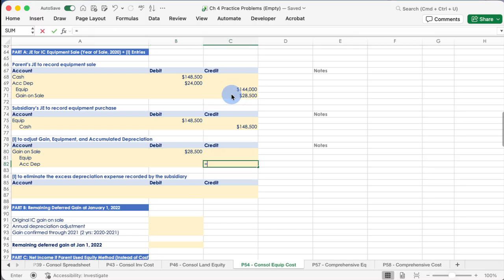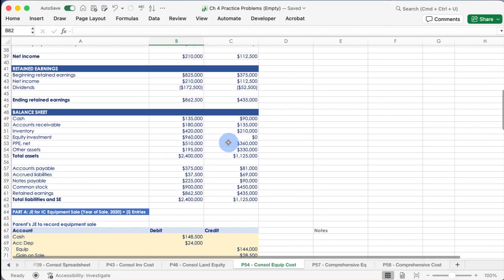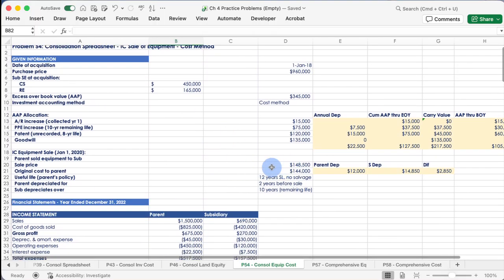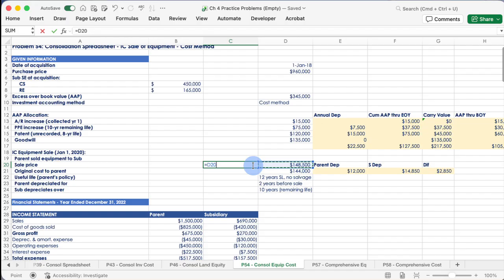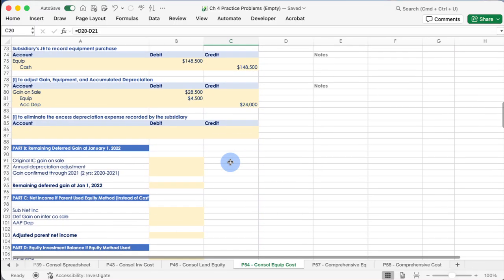We're going to restate the accumulated depreciation for $24,000. And then the equipment, of course, we could just do the difference and we get $4,500, but also you can see it right here that the difference of the sales price versus the parent's original price is that same $4,500 difference. So that was the write-up that took place that we're reversing in this journal entry.